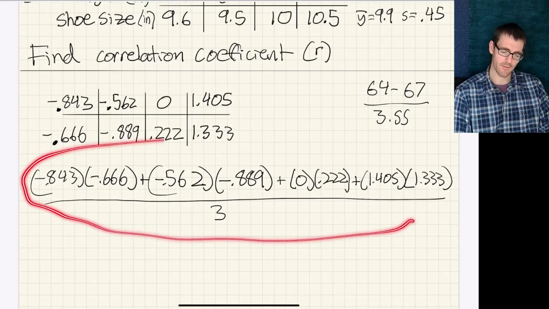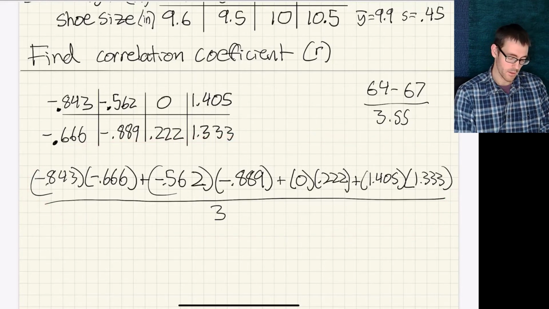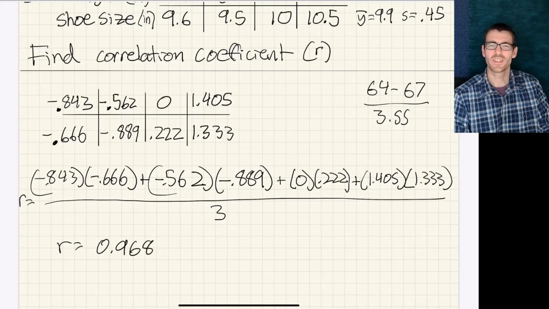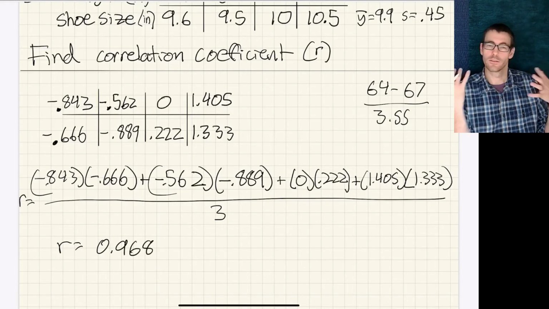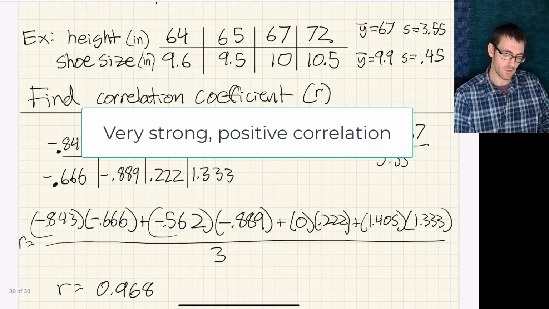So here we have the full equation for this correlation coefficient. R is equal to this, which if we punch this in a calculator, I believe that we get 0.968, which is actually very high. This is saying there's a very high correlation between these two particular values.